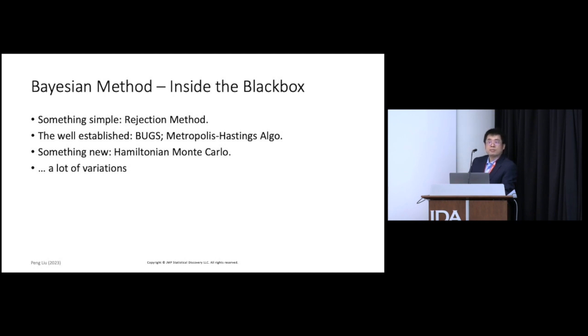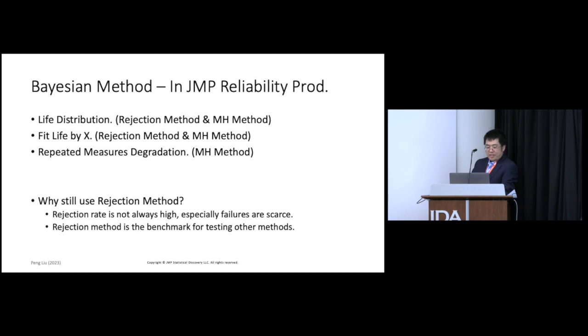And in the past maybe 5 to 10 years, there's a newcomer called Hamiltonian Monte Carlo methods. So these are different things, and there are lots of variations. The researchers make a living by varying them and proposing new advantages. I'm not going down there, but these are 3 methods that I'm familiar with, and I list them here. And certainly there are things I don't know. In JMP, we implemented 2 of them. In Life Distribution, we supply the rejection sampling method and the Metropolis-Hastings method. In Fit Life by X, we do the same thing too. But for Repeated Measures Degradation, we provide only the Metropolis-Hastings method.